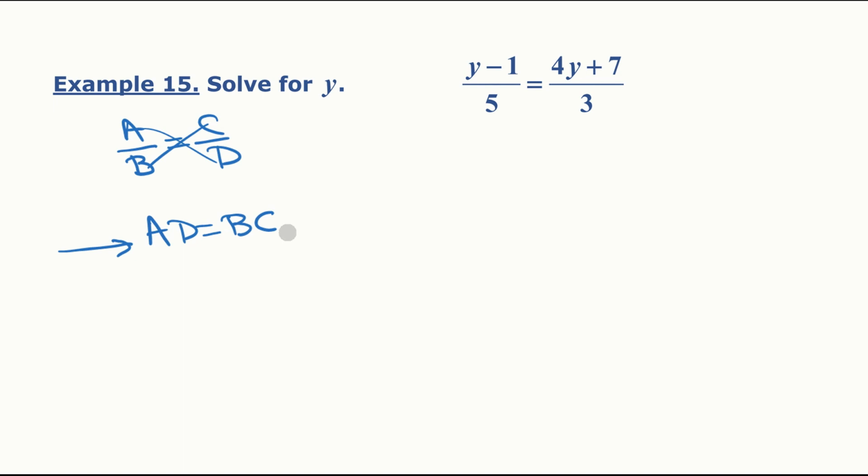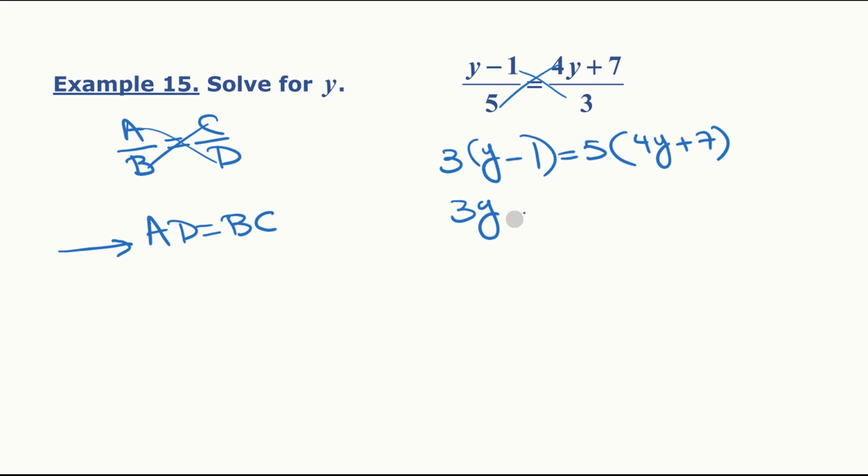So here we can cross multiply, so we get 3 times (y minus 1) equals 5 times (4y plus 7). So if we keep going, we get 3y minus 3 equals 20y plus 35.